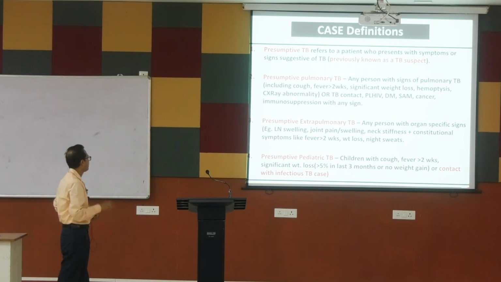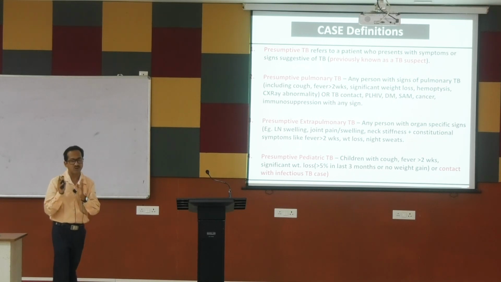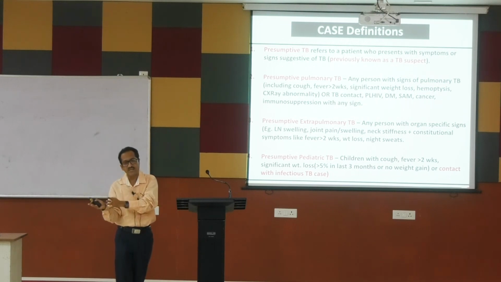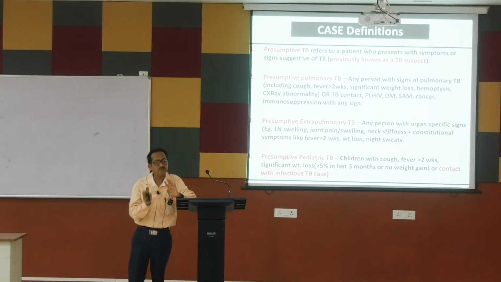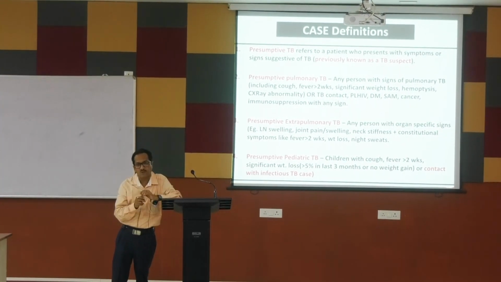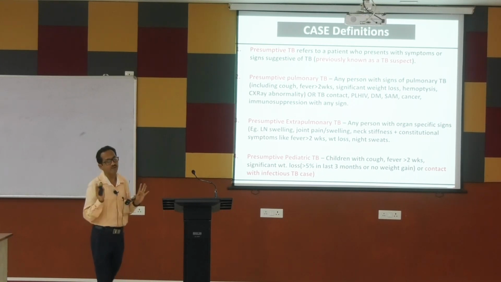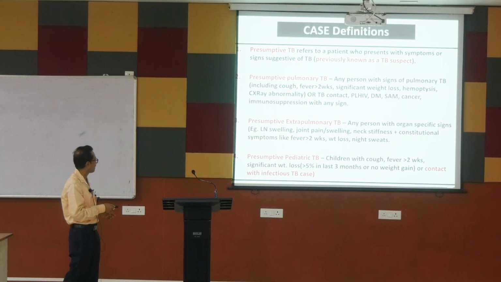Next, pediatric tuberculosis. What is pediatric tuberculosis? Children with cough and fever for 2 weeks. This is the first. Second is significant weight loss. If the child has lost more than 5% weight in the last 3 months, or no weight gain in the last 3 months, you should exclude tuberculosis. Next is contact with an infectious TB case, a family member or a neighbor having active pulmonary tuberculosis. So for pediatric TB, first is fever and cough for 2 weeks, then weight loss of more than 5% in 3 months or without any weight gain. That is a presumptive tuberculosis case.